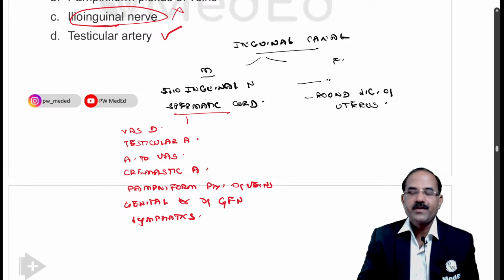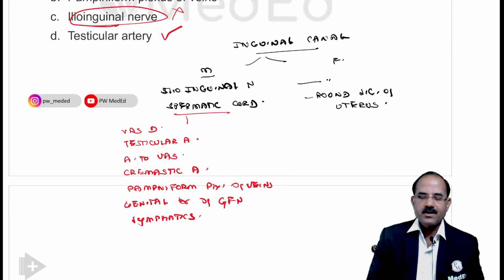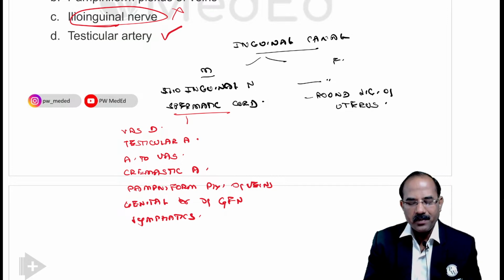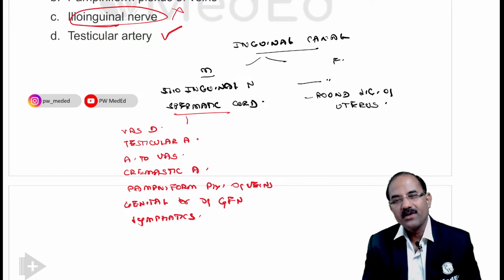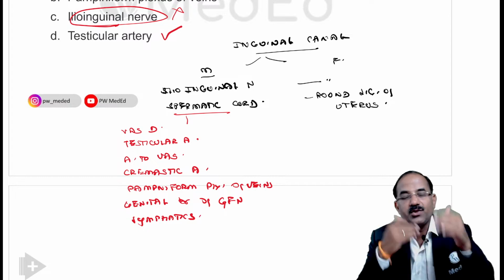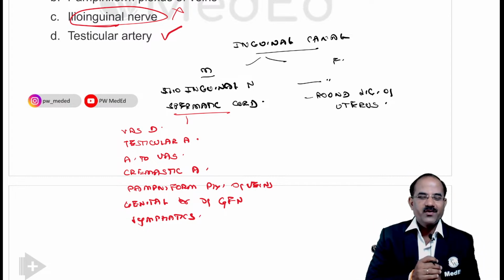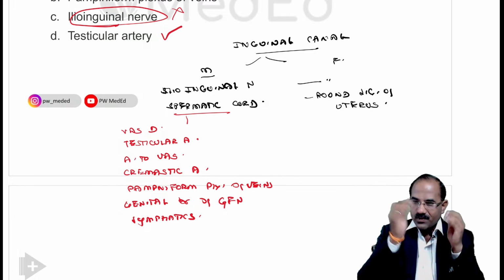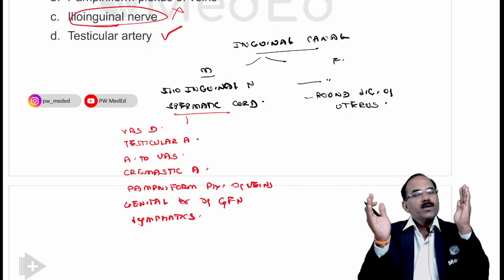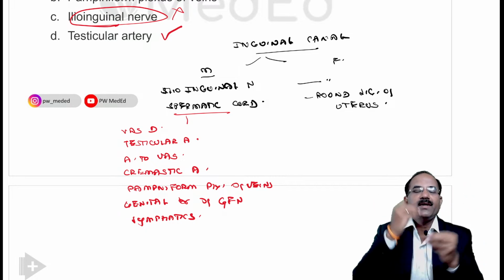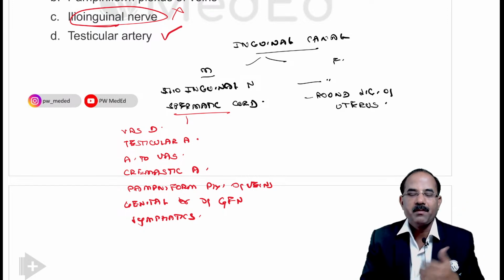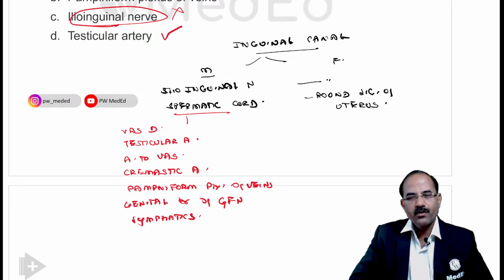So what are the contents of spermatic cord? It's the vas deferens, the testicular artery, the artery to the vas, the cremasteric artery, the pampiniform plexus of veins, the genital branch of genitofemoral nerve, and the lymphatics of testis. And students, the lymphatics of testis drain into which lymph nodes? I've told you this. The lymphatics from the testis drain into the para-aortic lymph nodes. Okay? All the structures are tied together, and this is what we call the spermatic cord. Clear to all of you?